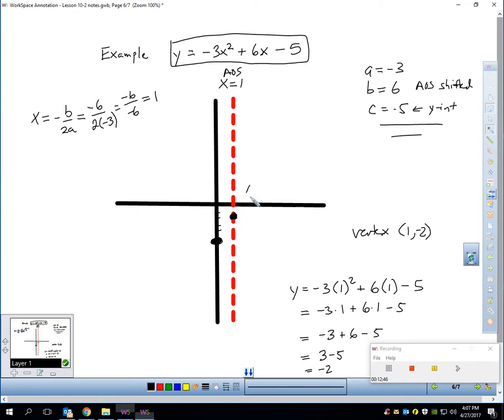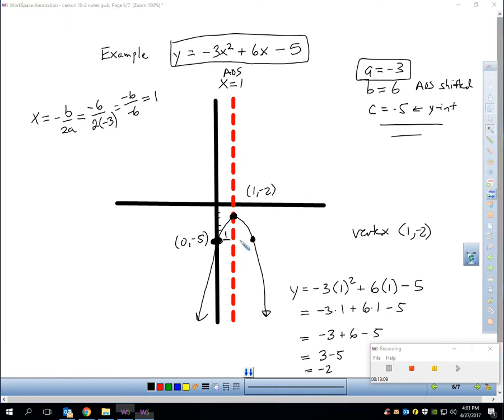There's my vertex. And this parabola is opening down, because a is negative, and stretched, so my picture is going to look something like that. Okay, I've got 2 points labeled. Here's 0, negative 5. Here's 1, negative 2. Let's mirror this over to here. From here to here is 1 unit, which means from here to here is 1 unit, which means we have 2 units. This must be the point 2, negative 5.